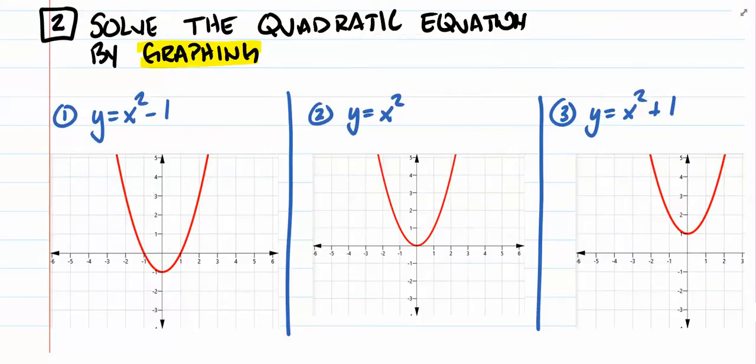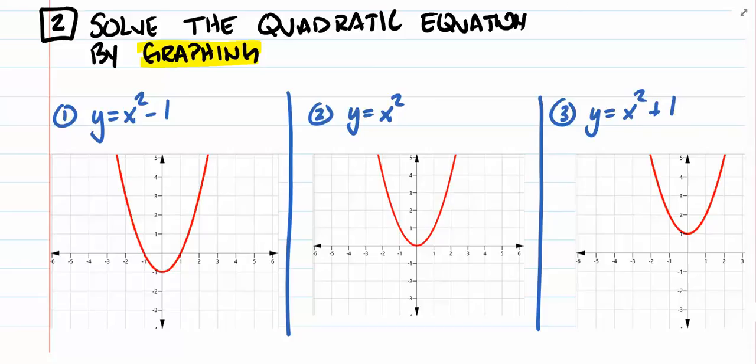So let's take a look at box number 2. It says solve the quadratic equation by graphing. I have already graphed for you 3 quadratic equations. There's this one, y equals x squared minus 1. There's number 2, which just says y equals x squared. And then there's number 3, which says y equals x squared plus 1. So my question is, how do I solve the equation just by graphing? What do I do? What do I look for?